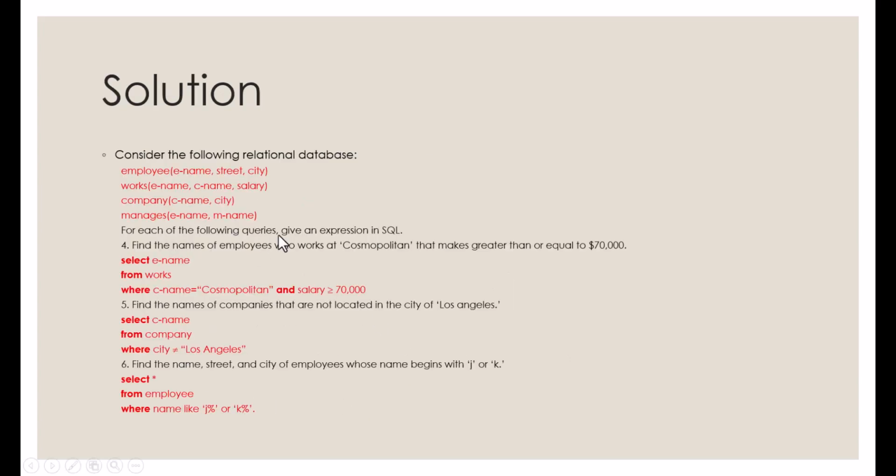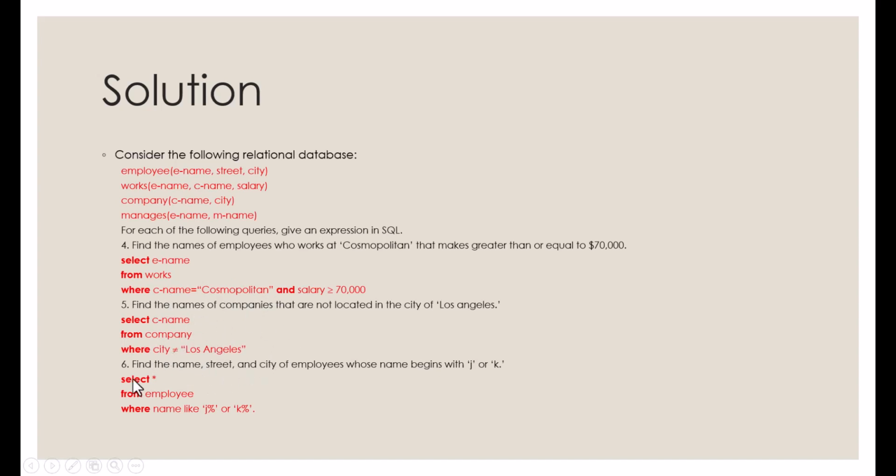Okay, so we are looking for employees who work at Cosmopolitan and their salary information. We already know that that can be found in the works table. So we're selecting eName, because we're looking for the names of employees, from works, where CNAME is equal to Cosmopolitan and their salary is greater than or equal to 70,000. Okay, we want to find names of companies that are not located in the city. So that will be the company table, which has the CNAME and city. So we're selecting CNAME, name of company, from company, where city is not equal to Los Angeles.